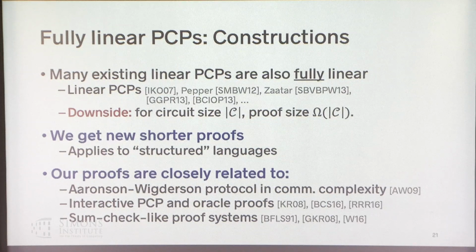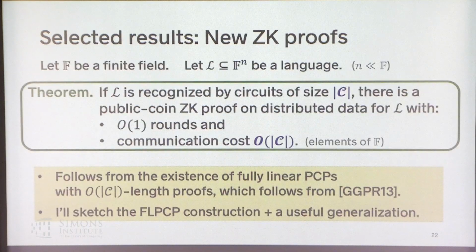Cool. Okay, and so there's a number of ideas that use ideas similar to the ones that I'm going to present. So what I want to do in the time I have left is to give you some intuition for how we construct these fully linear PCPs. So again, the first result I wanted to mention is that if your language has a circuit of size C, then you get a zero knowledge proof on distributed data with communication costs roughly order C. And because of this compiler I just showed, from the existence of fully linear PCPs with linear size proofs, which you can get from this GGPR result, this theorem follows.